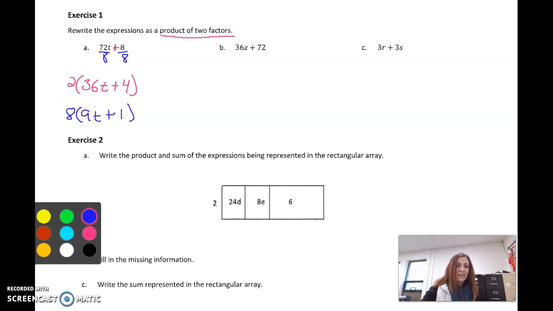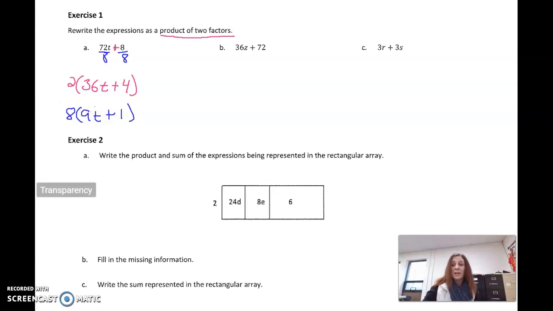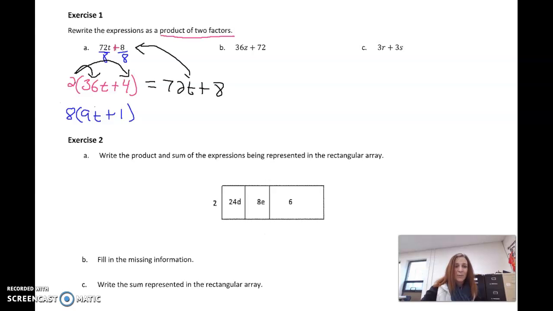Now, you don't have to write this next part down, but I want you to see what we're writing here, an equivalent expression. If I use my distributive property, remember this is 2 times this, 2 times 36t is 72t. And then 2 times 4 is 8. So you see how we get the same original expression. We've written an equivalent expression. And that's all that really means there. That's all we're doing, these are equivalent to this original one.